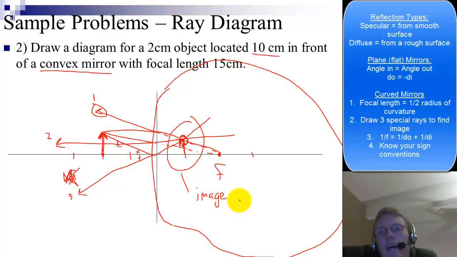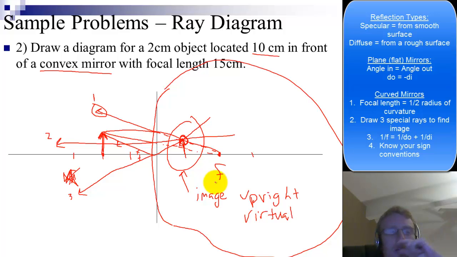Okay, it's upright. So it's right side up. But it is virtual. It's virtual because the light rays do not actually cross. You know, if you put an index card right there behind the mirror, obviously there would be no light hitting it. So it's virtual, it's also smaller and closer to the mirror. So it's a shrunken down image.